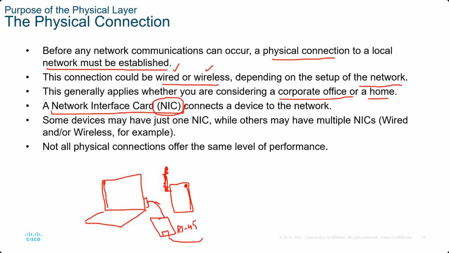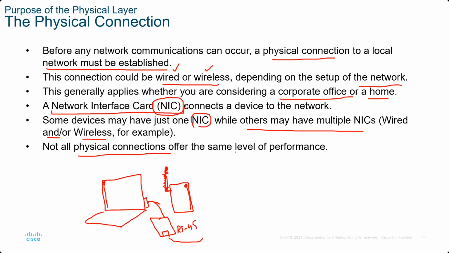So the network interface card is an important component of your devices. You cannot connect to a network without one. From now on, we will just call it NIC. Some devices may have just one NIC, while others may have multiple NICs, wired or wireless. That's totally possible. Usually laptops would have it. You can plug in a cable with RJ45, and it can also connect to the Wi-Fi. Wi-Fi is a separate connectivity that requires a separate network interface card, and the cable requires a separate network interface card, okay?